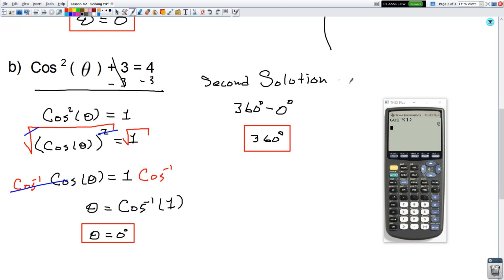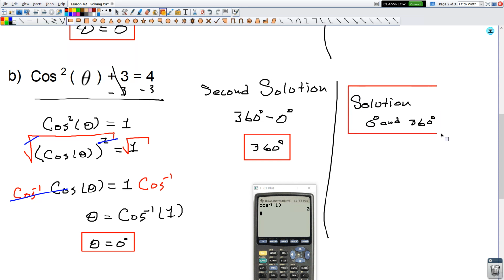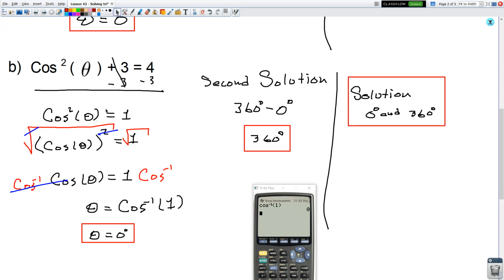So what do we do now? We just got to write down our final answer. Because the answer for this problem, or the solution, if we say, the solution is going to be 0 degrees and 360 degrees. So notice that example B is almost the same as example A, but the only difference is right here with the second exponent. In order for us to cancel out the second exponent, we got to take the square root.